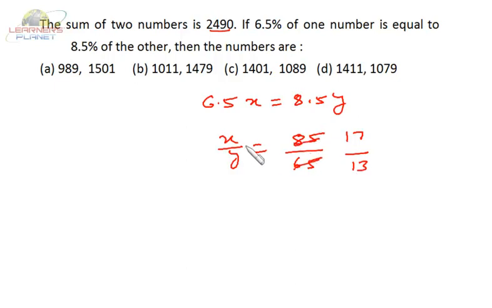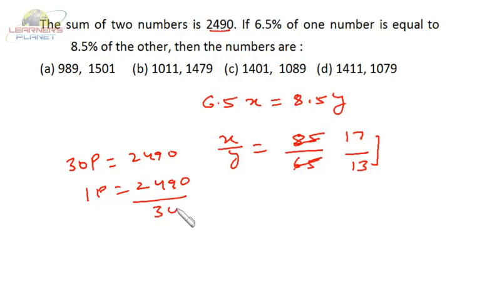So since I have got the ratio of x and y, that is 17:13, that means it is 17 parts and 13 parts. In all it is 30 parts, and these 30 parts are actually 2490. So if 30 parts is 2490, one part will be 2490 by 30, that is 83. Now I have to find out 17 parts and 13 parts. So 83 into 17 is one of the numbers, and 83 into 13 is the other number.